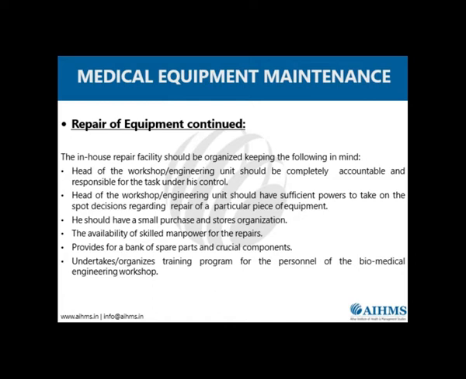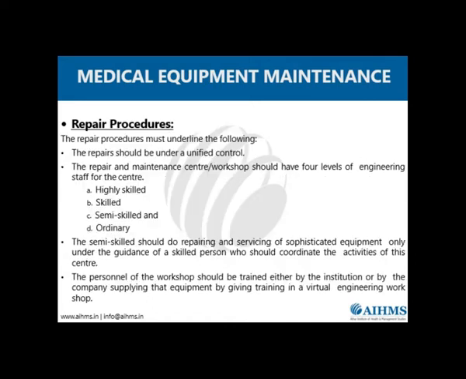Then as far as the repair is concerned, you have an in-house repair facility where you have biomedical engineers who can do the needful whenever such a requirement arises on urgent notice. As far as the repair procedure is concerned, there should be a central maintenance workshop, and it should have four levels of engineering staff. They can be divided into four parts: the highly skilled engineer, the skilled engineer, the semi-skilled engineer and the ordinary engineer. Depending on this, the workshop can be maintained from time to time.